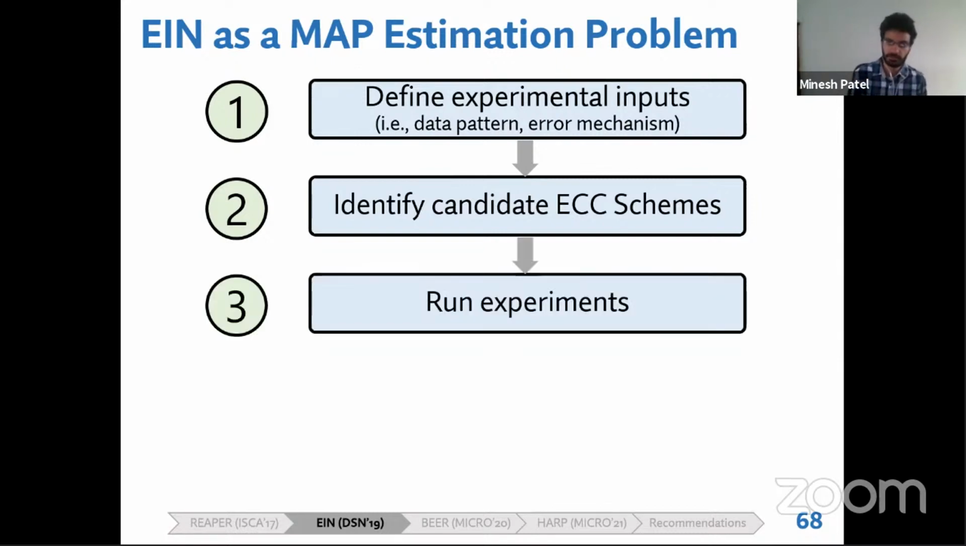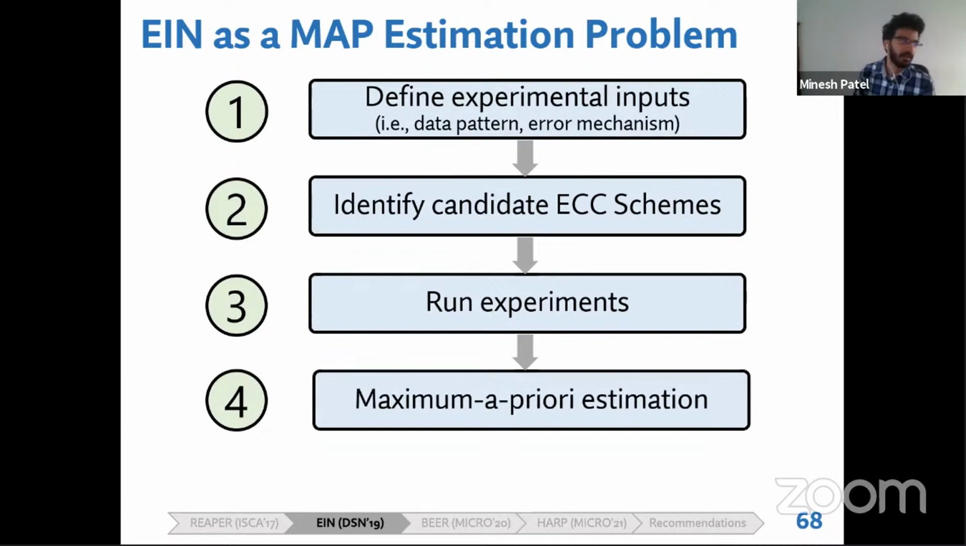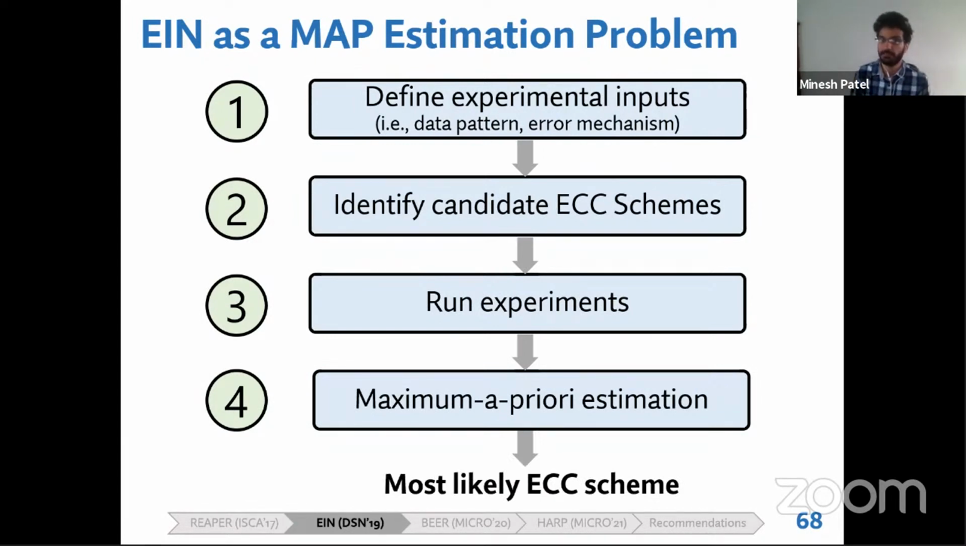The third step is to run experiments on the devices that we have using the experimental inputs we defined in step 1. And the fourth step is to perform the MAP estimation over the schemes that we identified in step 2. The output of this MAP estimation will be the most likely ECC scheme used in the device.